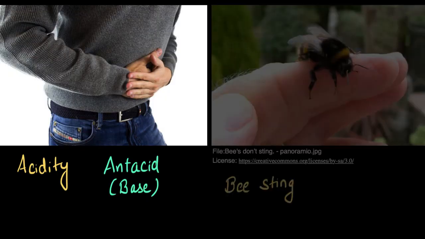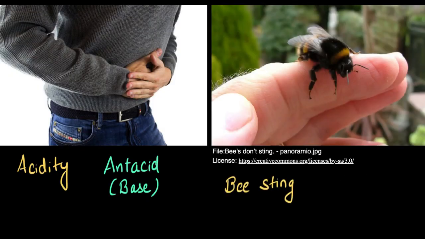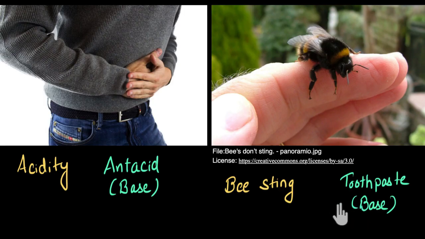Whenever people have acidity, they take a medicine commonly referred to as an antacid, which is basically a base, and suddenly they get relief. Now, when you get stung by a bee, people will suggest you apply toothpaste to it, which is also a base, and then you suddenly get relief. So see, something common is happening here.